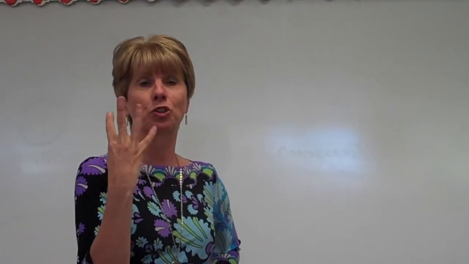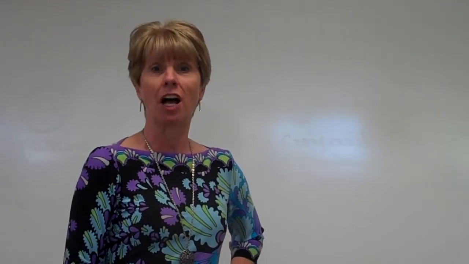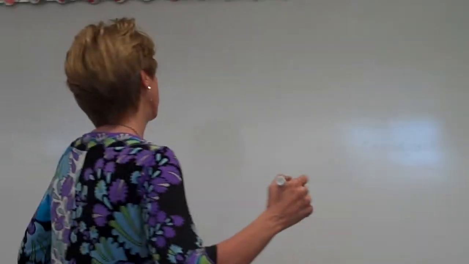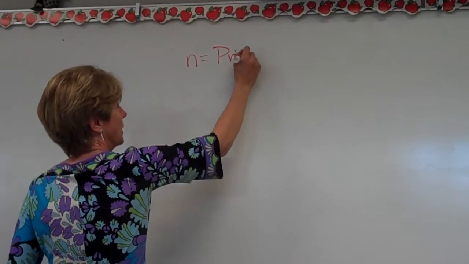Quantum numbers. Quantum numbers are 4 numbers used to describe the energy and most probable location of an electron. There are 4 quantum numbers. N equals principal energy level.